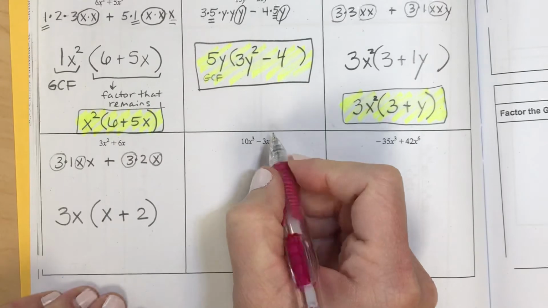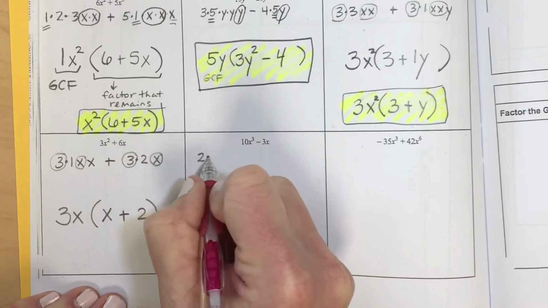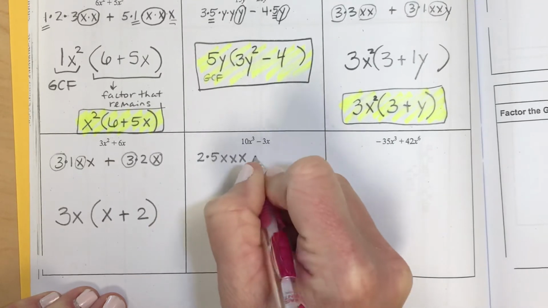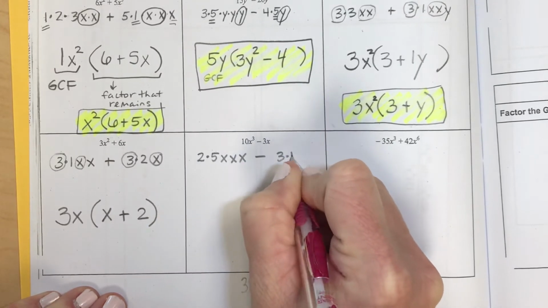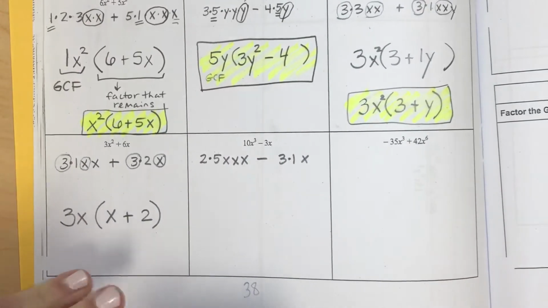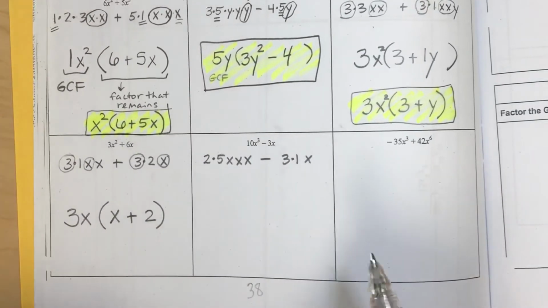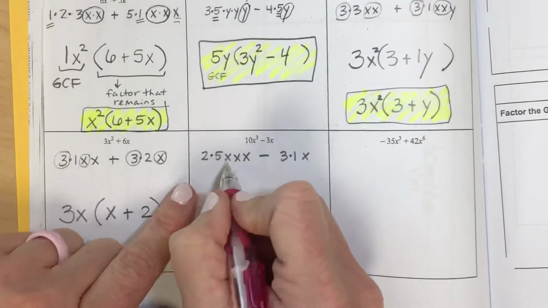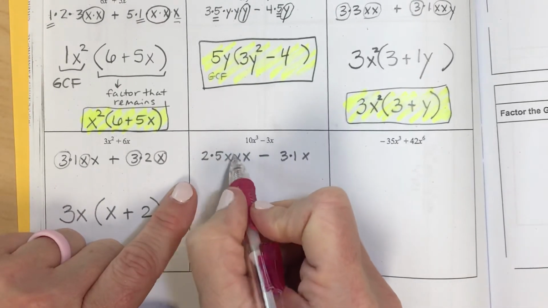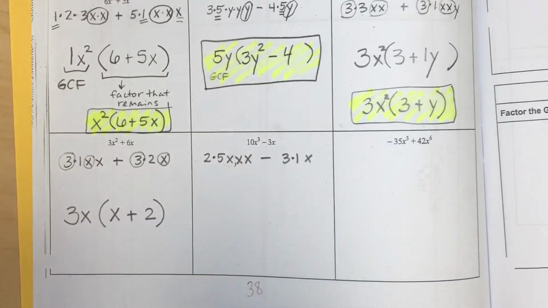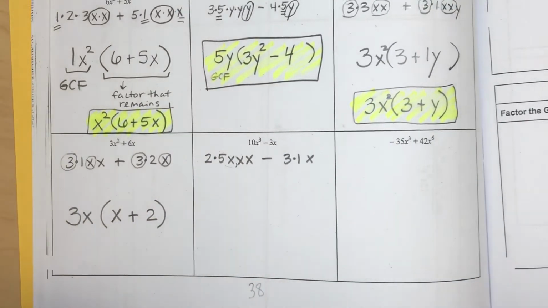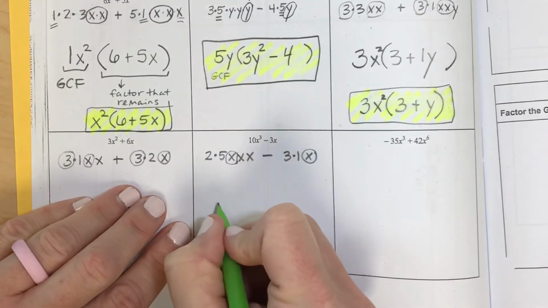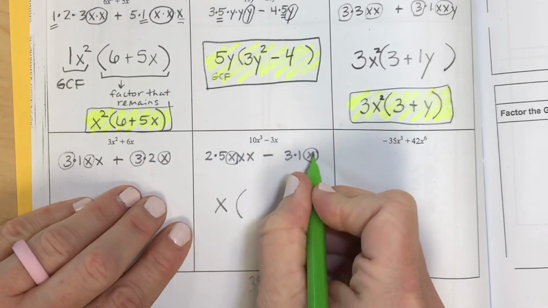For 10 and 3, the factors of 10 would be 2 times 5, and our x cubed is x times x times x. 3 is 3 times 1 times 1x. Notice how there are no numbers in common. If there are no numbers in common, then perhaps you can't take a number out. But I do notice that they both have at least one letter x. So I'm going to pull that x out because they both share the x in common.